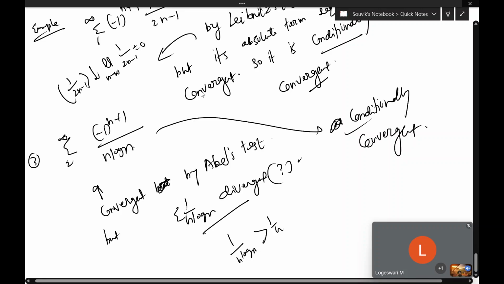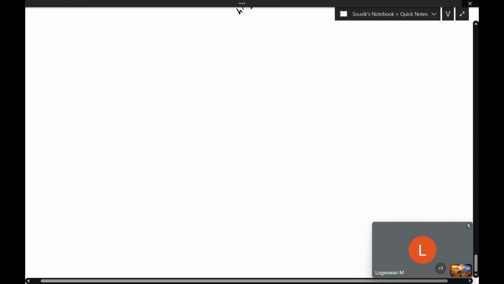Well, there is one more concept, the removal of brackets. Today not much time is left. So in the next class session we shall see this concept of removal of brackets, and using this we shall find the value of some series.